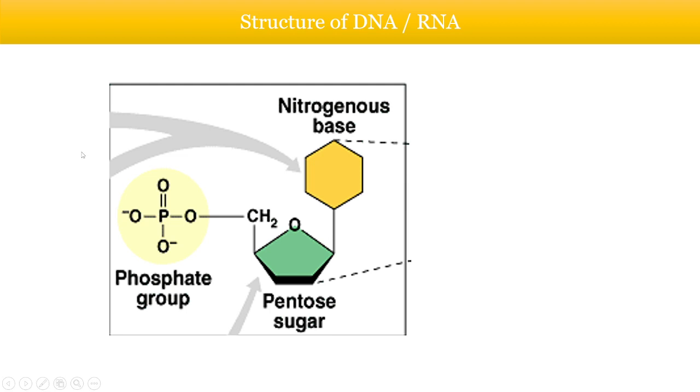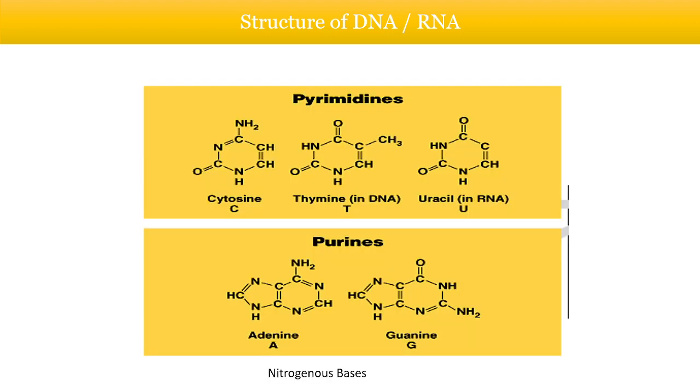And this is the structure of your nucleotide, having the phosphate group, the pentose sugar, and the nitrogenous base. So nothing too much to speak about this. So these are the different nitrogenous bases we know. In the pyrimidines, we have cytosine, thymine, and uracil. Thymine is mostly found in DNA, and uracil is mostly found in RNA. Whereas in the purines, we have two: adenine and guanine.